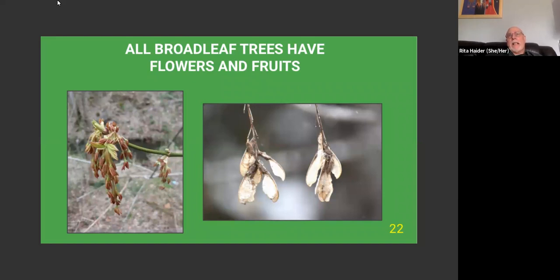The next thing in recognizing trees, and this is actually the most important thing in terms of classification, which I'll get to, is that all the broadleaf trees have flowers and fruits. They're not necessarily, in fact they're frequently not, what you think of as a flower or a fruit. This is the flower on the left. This is the flower of a box elder. It doesn't look like something you'd put in a vase. It doesn't smell like something.